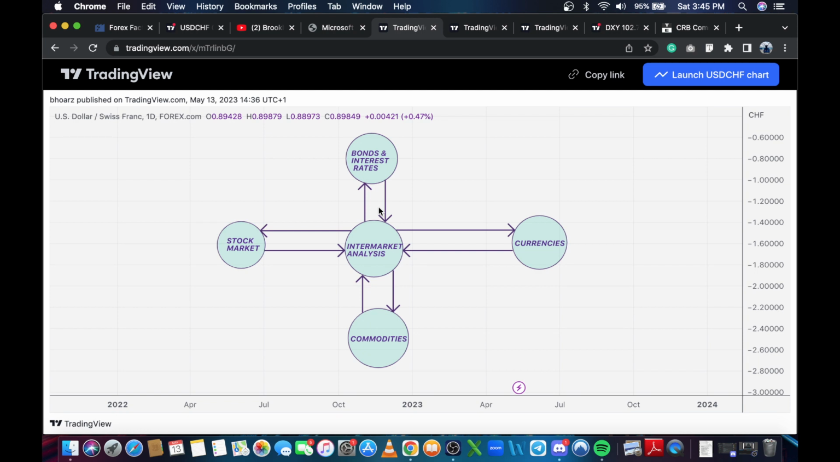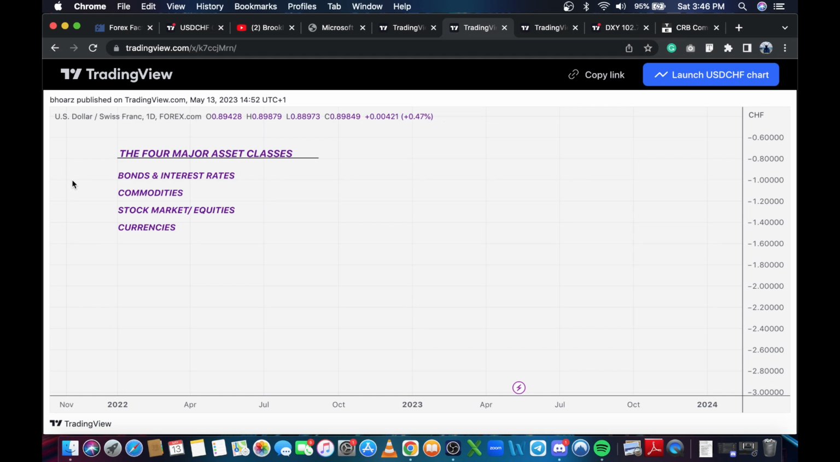The entire global markets are directly linked to one another, and a lot of people know this, but they don't really understand the correlation or the relationship between these different asset classes. And understanding them all collectively will aid in your long-term analysis of price. So the four major groups when it comes to intermarket analysis are the bonds and interest rate, commodities, stock market or equities, and then currencies.